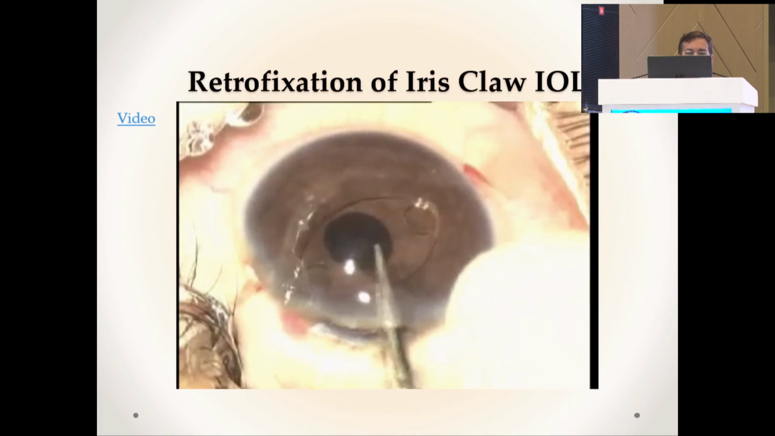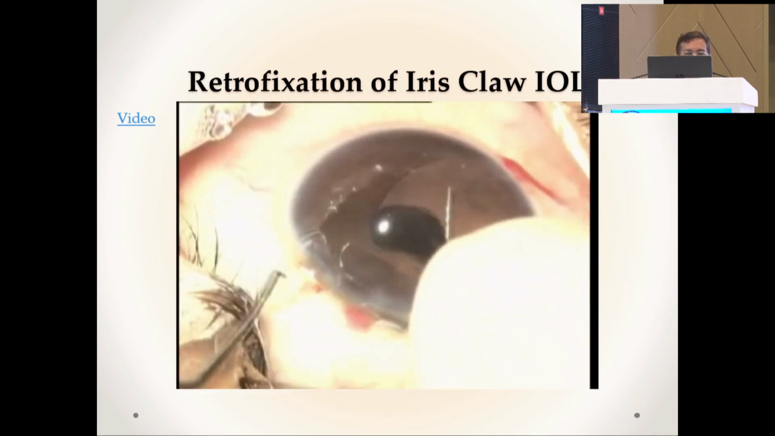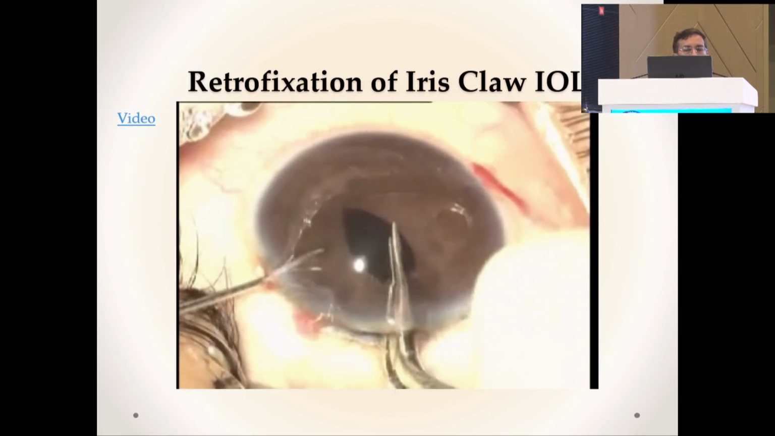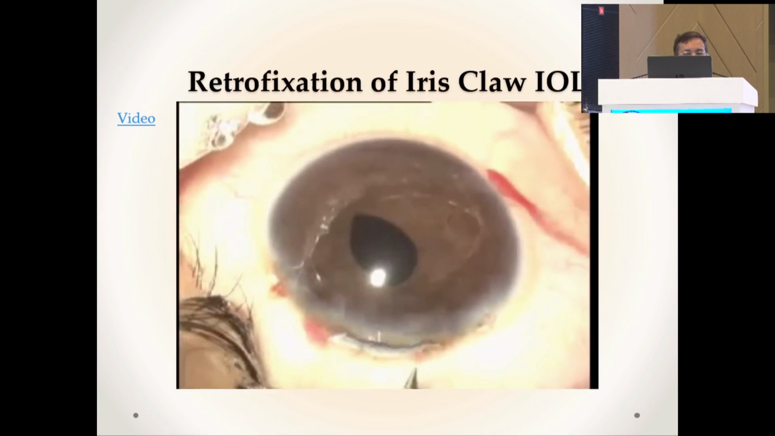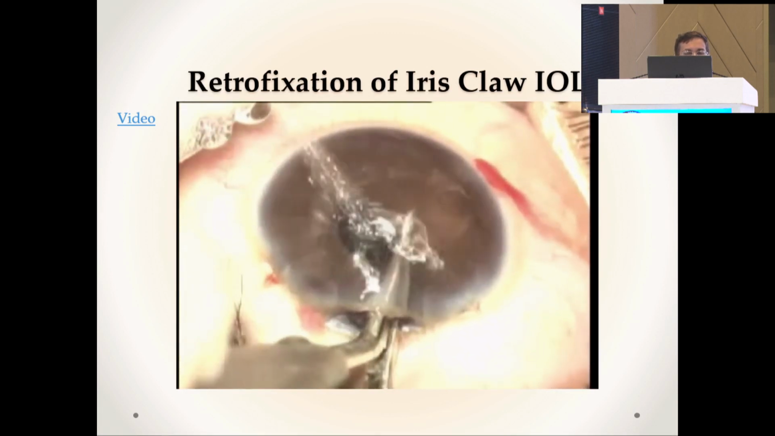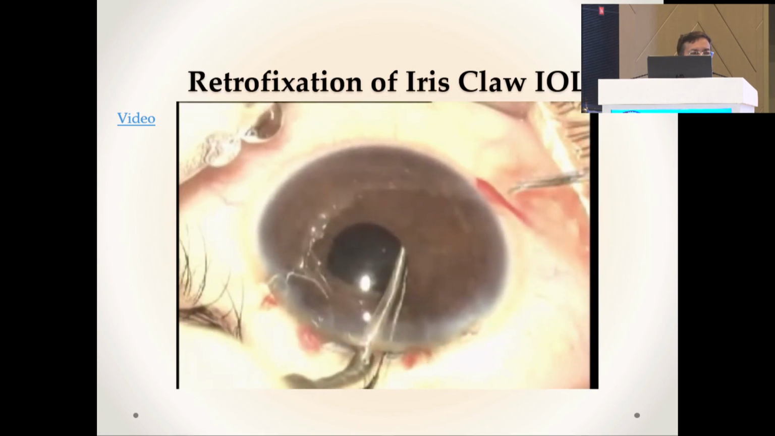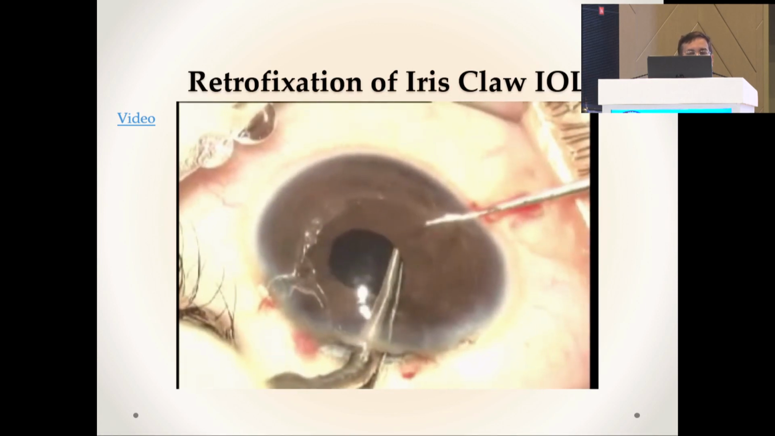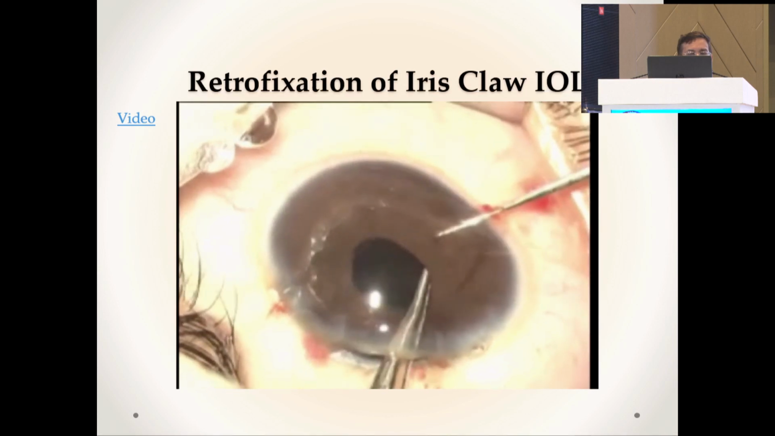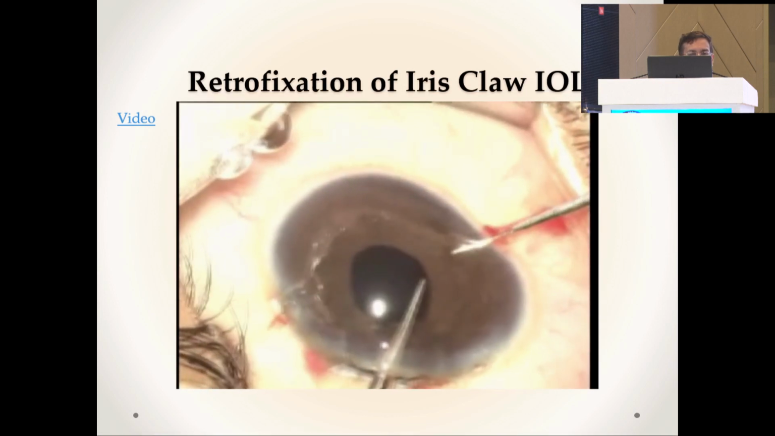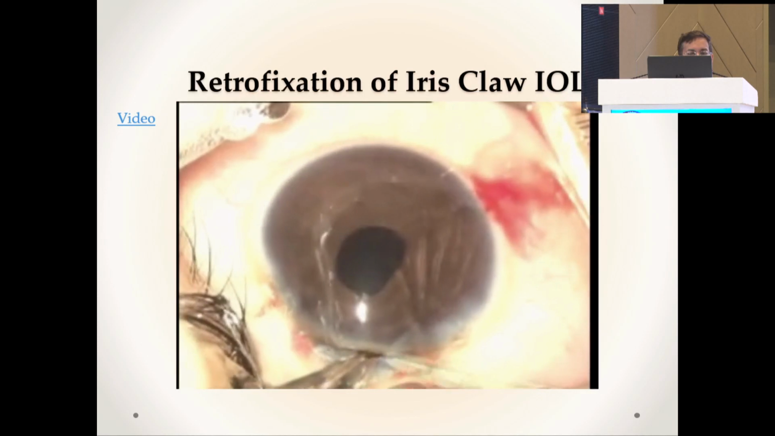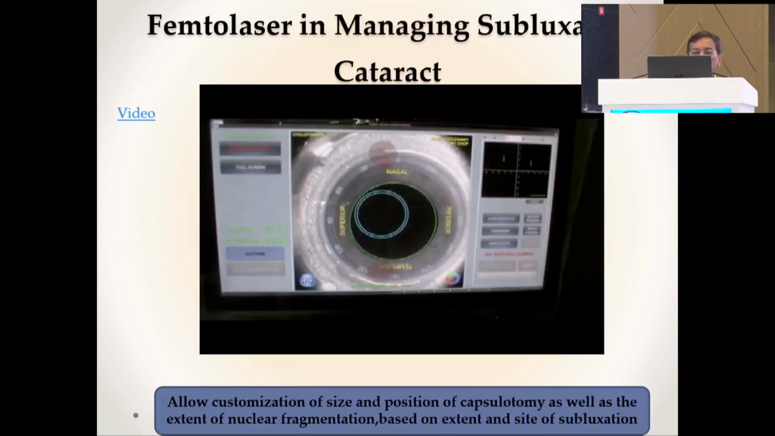This is the iris claw. We are going to retrofix. The important thing is holding the iris claw. Whichever claw you are going to enclavate, hold from that side and hold firmly so that it can resist the pressure. And it is so simple, especially in complicated cases or subluxated cases with a small iridectomy.